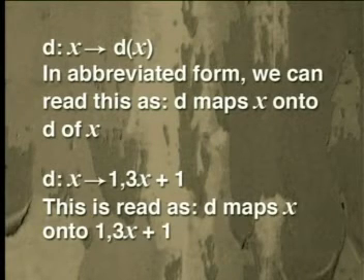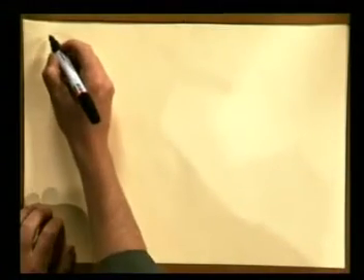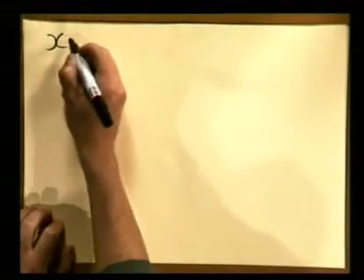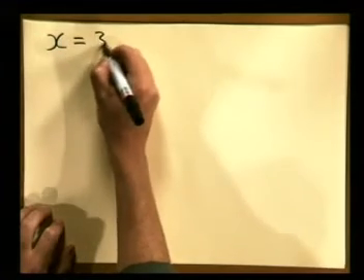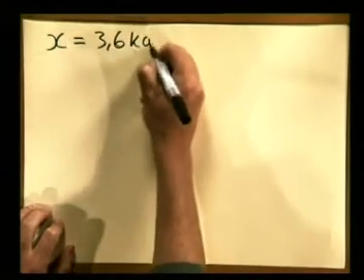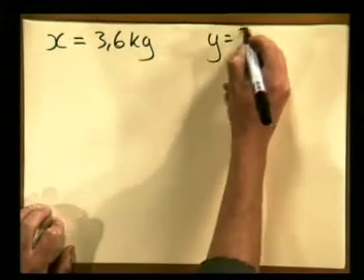Function notation allows us to write mathematical equations clearly and simply. Now that we've sorted this notation out, we can get back to our example. Remember, we need to determine the dosage for an infant whose mass is equal to 3,6 kilograms. And we need to find the output or y value.